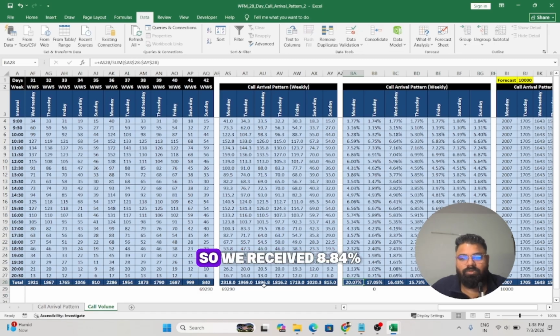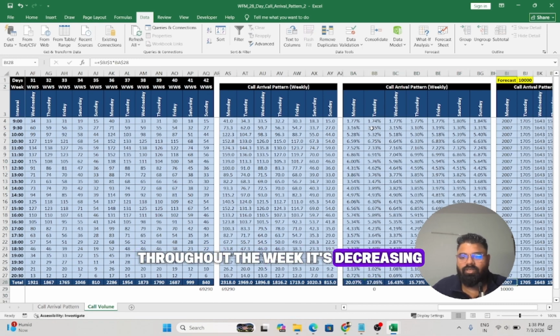So we received 8.84% volume on Sunday, whatever we are supposed to get in a week. 8.84% volume we received on Saturday. So this is the DOW profile which we have, and we can see it's decreasing. Monday highest volume we received, then gradually decreasing Tuesday, Wednesday, and throughout the week it's decreasing.